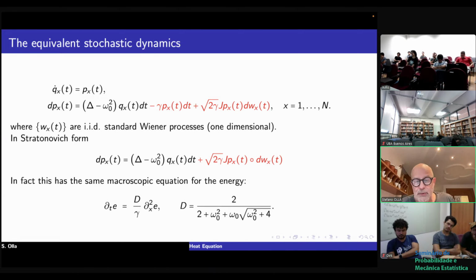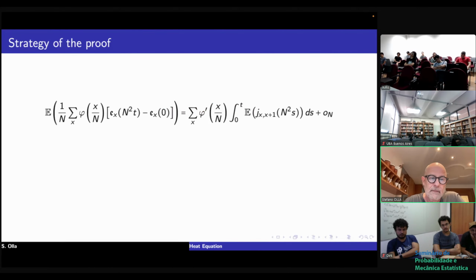You can actually prove, speeding up much more, that the deterministic dynamics converges to the stochastic one. But this is not our purpose. We want just to prove the heat equation. And for doing this, we don't need to speed up so much. We don't need to show that the two dynamics are the same. It's enough to show that the evolution of the covariance will converge to the same evolution. Okay?